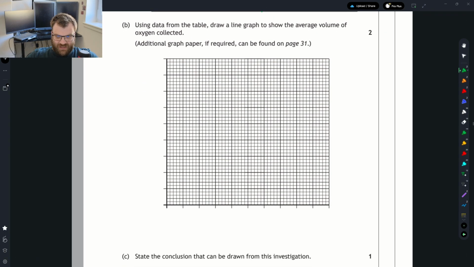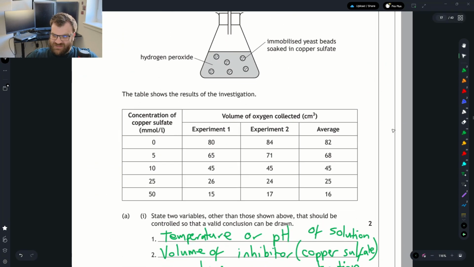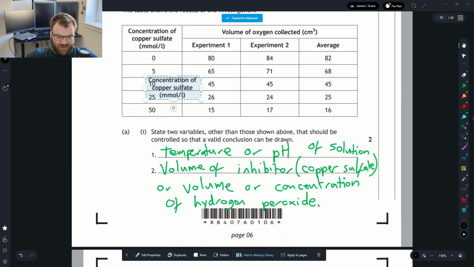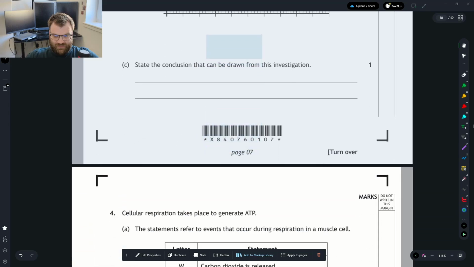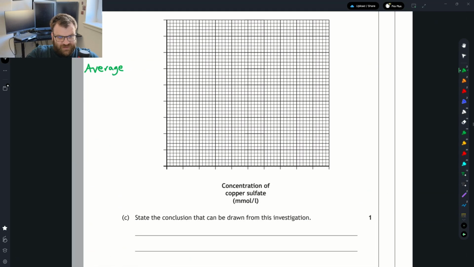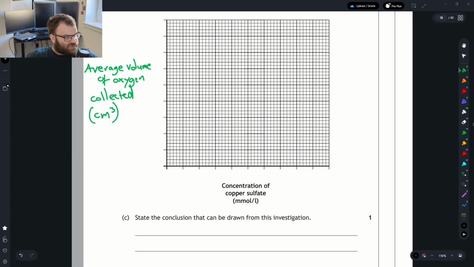Next one, we're asked to do a line graph to show the average volume collected. So headings, you can just steal the descriptions from here. The thing that you are changing should go along the bottom. I'm going to deal with the average volume. That's in centimeters cubed. The highest concentration we've got to go up to is 50. That feels to me like 5s would work. We can try them out. And that gets up to the maximum there. Average volume goes up to 82.